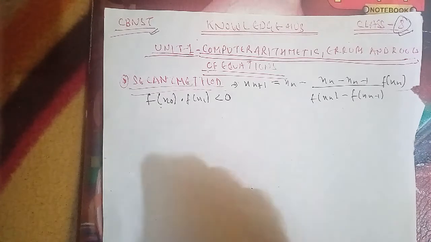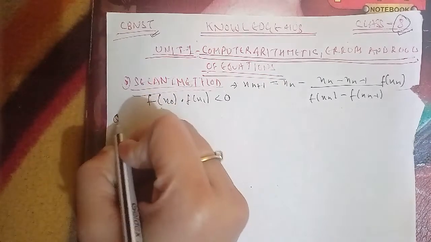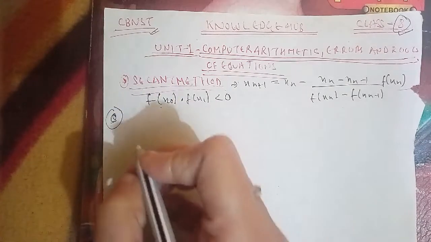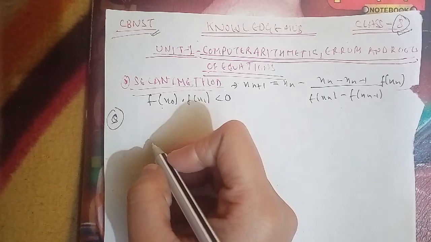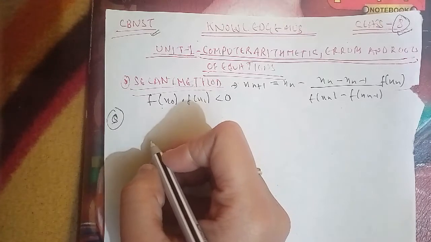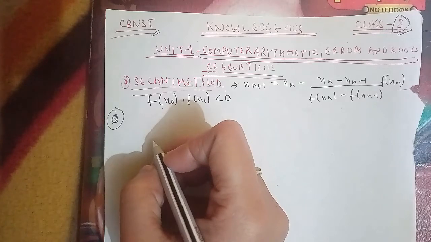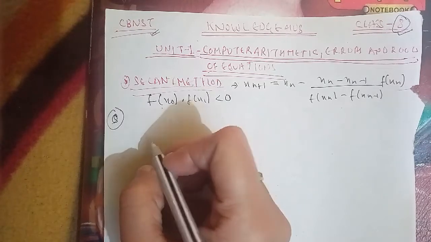So we'll go ahead for the question here. Question is, a real root of the equation f(x) equals x cubed minus 5x plus 1 equals 0 lies in the interval 0, 1. You have to perform 4 iterations of the second method. Go ahead.